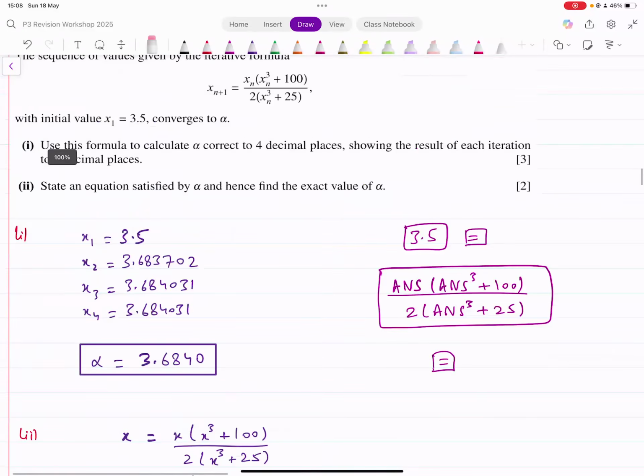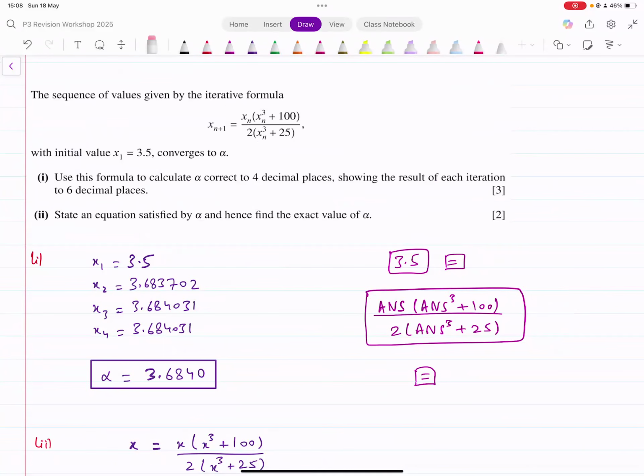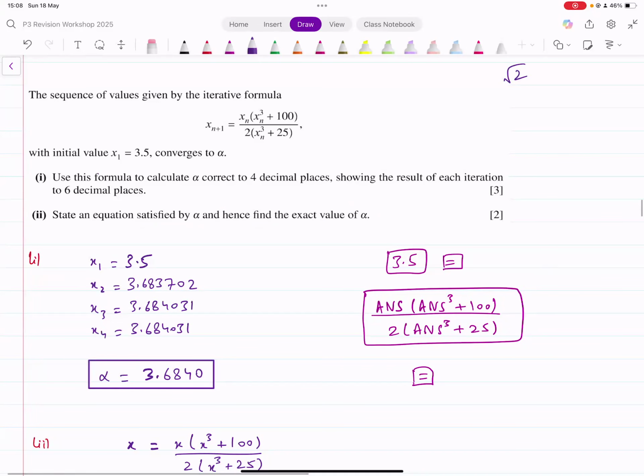Let's look at this example. In the first part, they just want you to use this iterative formula to calculate the value for alpha. You can see that. In the second part, they're saying state an equation satisfied by alpha and hence find the exact value of alpha. Now, iteration does not give you an exact value. For example, if some solution was square root of 2, iteration cannot give you square root of 2. It can give you a decimal value, for example, 1.43. You can keep making this more and more accurate. You can get a value correct to maybe 10 decimal places, 100 decimal places, 1,000 decimal places.